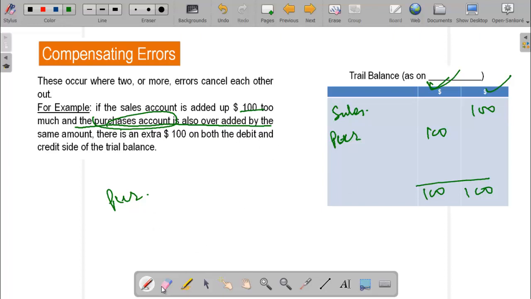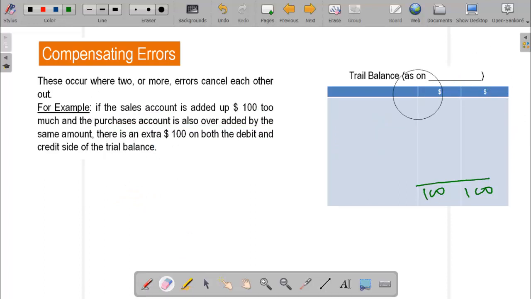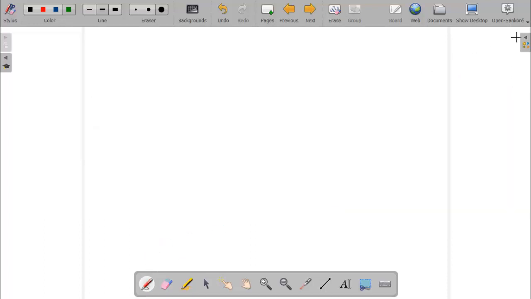It means two errors are there. This is a mistake, by mistake 100 extra is coming here. This is also a mistake. But both the errors are removing their effect on the trial balance. Both the errors are not letting the trial balance get affected. The total of the trial balance is coming the same. So this is called compensating error.